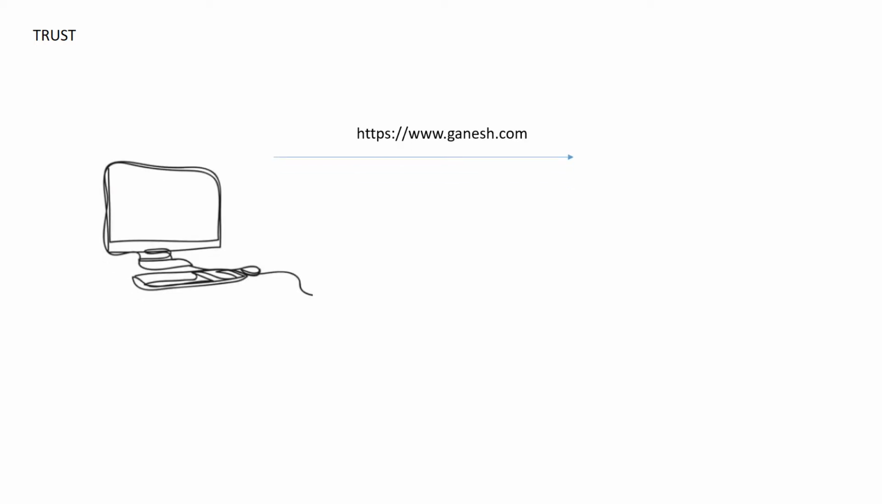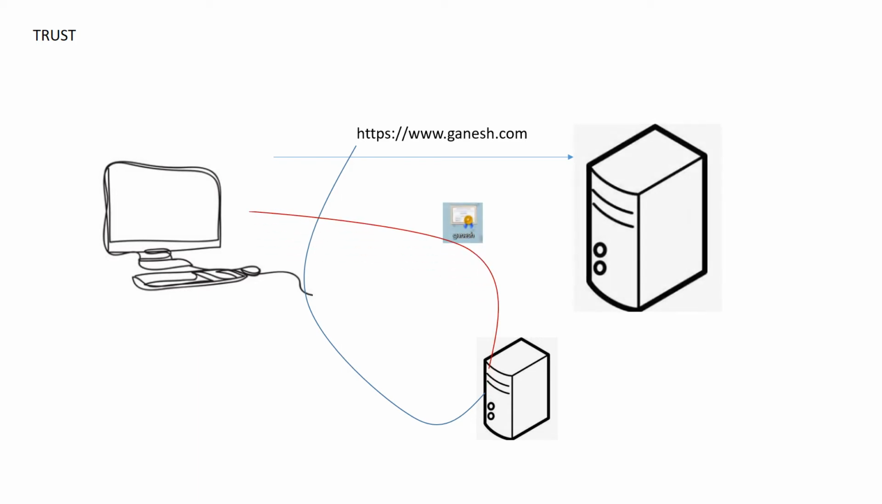There is always a question of trust when it comes to communications over the internet. So the request from our device to Ganesh.com could be intercepted by a server on the internet with malicious intent. So this server could present a fake security certificate with the domain Ganesh.com. To overcome this and to ascertain the identity of the server, we use trusted authorities.